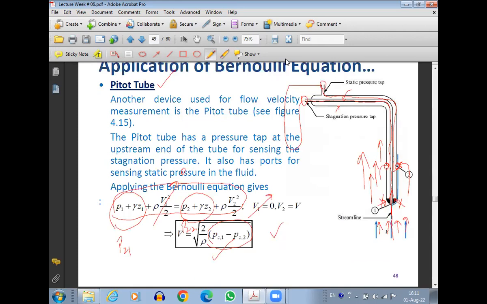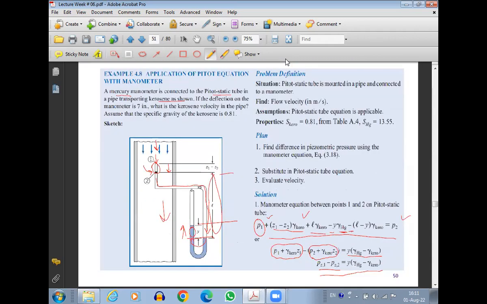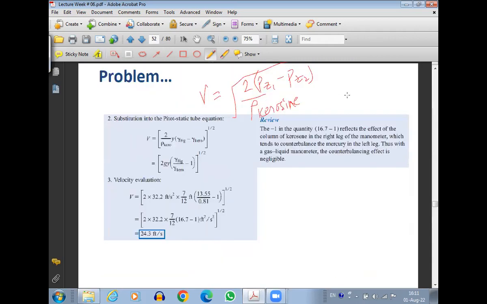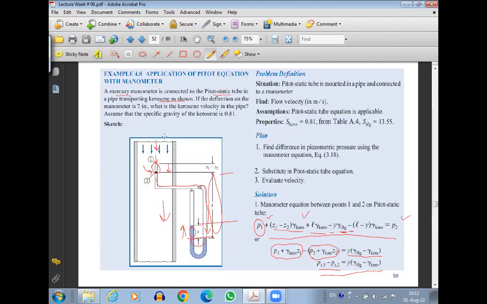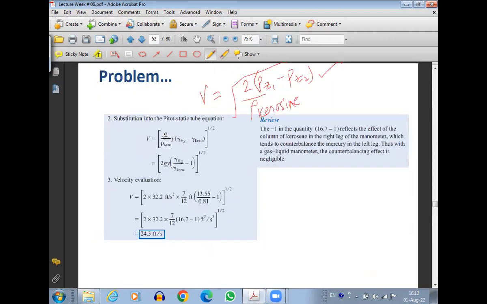2 Pz1 minus Pz2 divided by rho under root. Now Pz1 minus Pz2 is something that we have already determined. This is basically Y into gamma Hg minus gamma kerosene. Just substitute the value here. Once you substitute it into this main formula, you're going to get the velocity here.